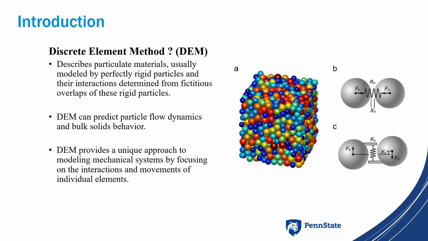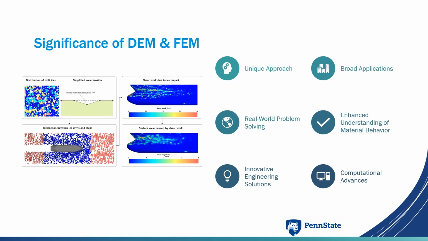The historical context of the DEM is that it began to be developed in the 1970s as engineers sought alternative methods to model the discrete nature of certain materials and structures. By the 1990s, advancements in computer hardware made it possible to analyze realistic problems using DEM on personal computers, marking it as an essential tool for modern engineering challenges. The significance of DEM is very broad.